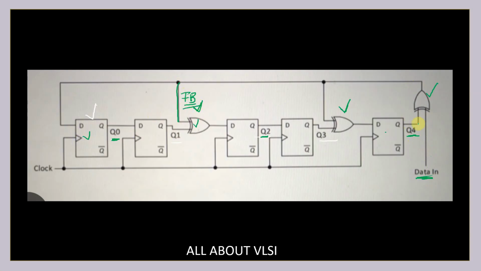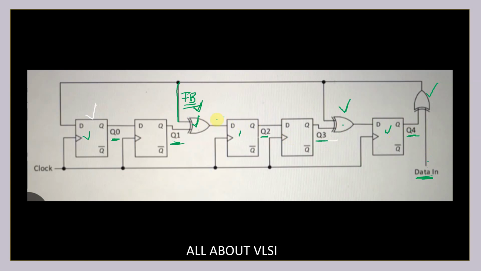So Q1 is XORed with data in, and with Q4 as well. That is what I'm going to give to this particular flip-flop. And for this flip-flop also, I'm going to perform the XOR operation between them and with the Q3. This I'm going to give to this particular flip-flop. Like this, I'm going to decide which particular flip-flop is going to have the XOR connection.